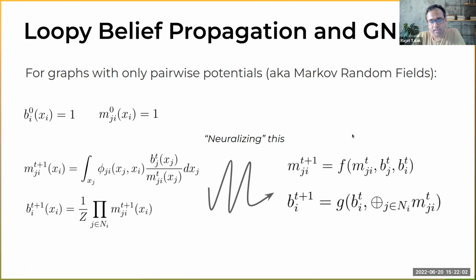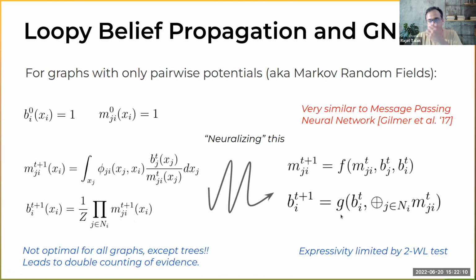Now this seems very similar to what a graph neural network is, and so it is. If you just think of neuralizing this, replacing this function with a more generic f that could be modeled as a neural network, and the same way for this g, then this looks very similar to what is known as a message passing neural network. And we know the expressivity, and there's an interesting parallel between these two: the expressivity of this is limited by the 2WL test. That is, it can distinguish between non-isomorphic trees, but not any graphs. And loopy belief propagation is also known to be not optimal for inference on general graphs, except on trees. So there seems to be some nice parallel between the two.